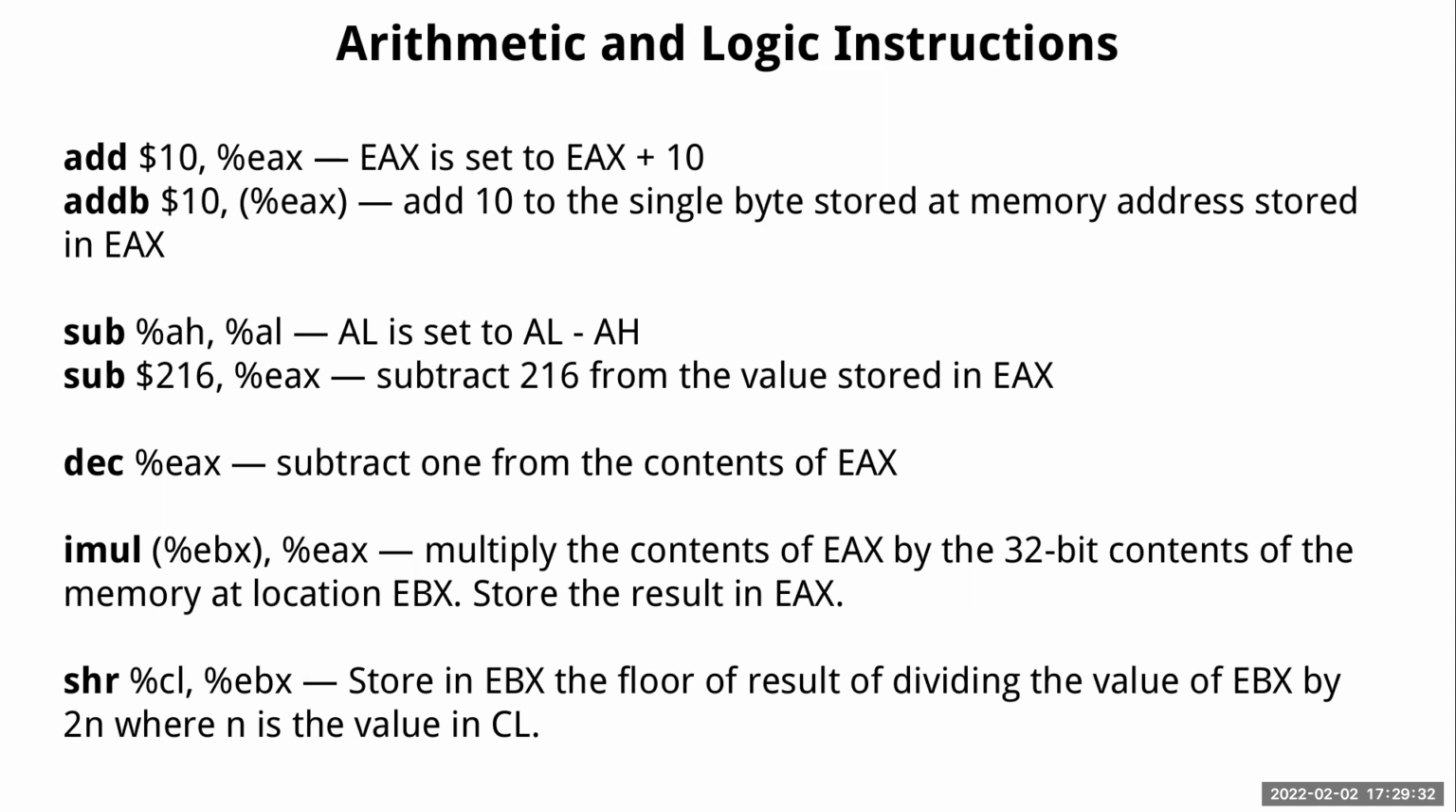However, in Intel syntax, they are actually swapped. The first one is the destination, the second one is the source. So this instruction will just add 10 to EAX. The second instruction here is add 10 to the memory specified by EAX. This is a little bit ambiguous, that's why we specified with P. We're just touching one byte here.